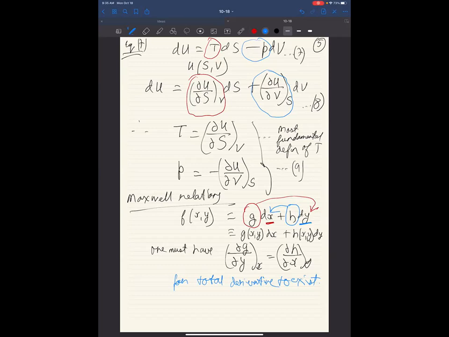At the same time, if I gave you an equation where it is not true, where it looks like f of x,y is equal to something multiplied by dx plus something multiplied by dy, like g or h, where partial g by partial y is not equal to partial h by partial x, then this f won't be a total derivative. So proving this relation is hard. Using it is very, very easy.